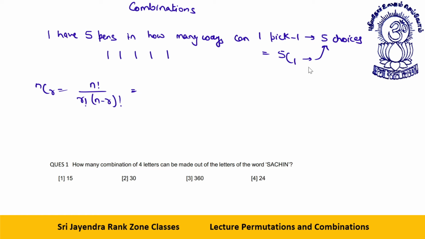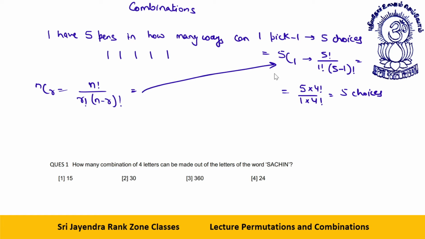And if I apply the formula, it will be 5 factorial divided by 1 factorial into 5 minus 1 factorial. That is 5 factorial divided by 1 factorial into 4 factorial. 1 factorial is 1, so that will be 5 into 4 factorial divided by 1 into 4 factorial. So finally, this is 5 choices. Clear to all? Now nCr is equal to n factorial divided by r factorial into n minus r factorial. This is the way I have used it in front of you.